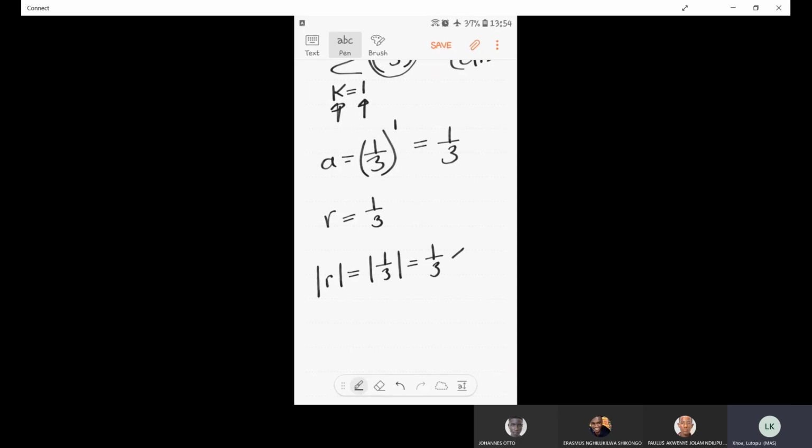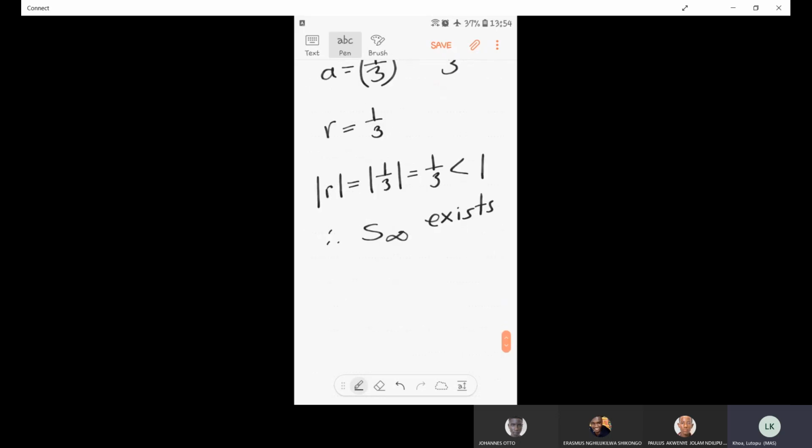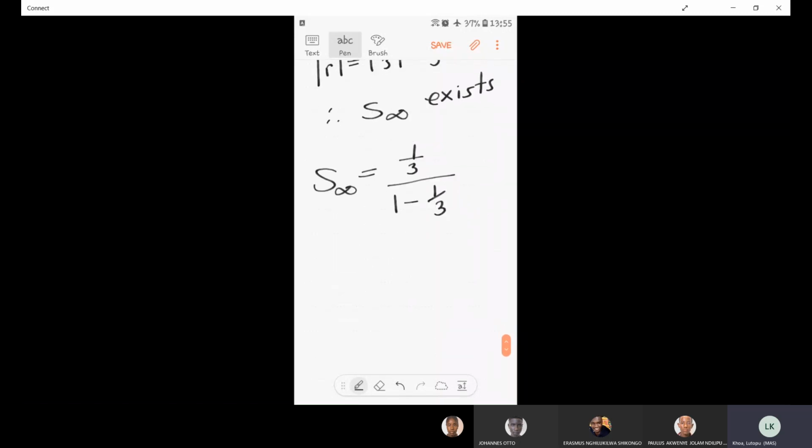1/3 is less than 1, therefore this sum exists. Now because it exists, I can work it out. If you say it does not exist, then you stop there, you don't work it out. So the sum to infinity, the formula is a, which is 1/3, divided by 1 minus r, which is also 1/3. This you do on your calculator, and you should get a half.